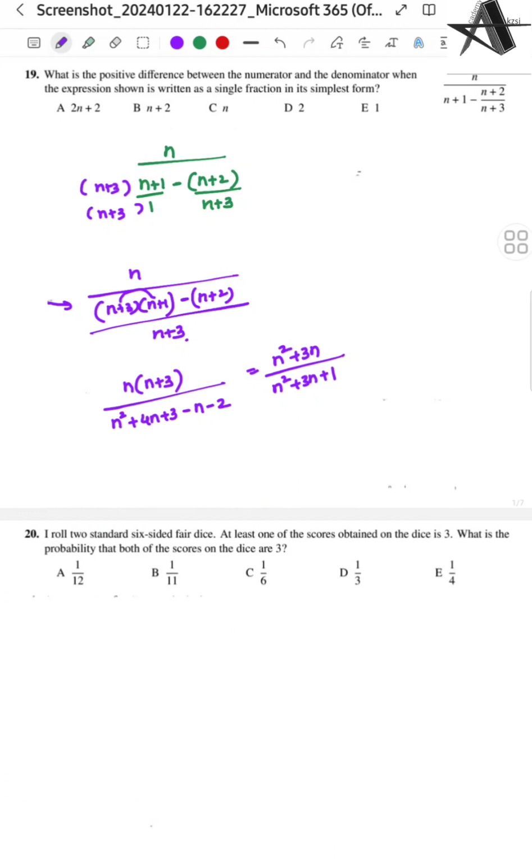What is the positive difference between numerator and denominator? That means we have to subtract smaller from bigger. Bigger is n squared plus 3n plus 1. This is the denominator minus the numerator. The question is why I am subtracting the numerator from the denominator, as they haven't specified which to subtract from which. Obviously they have mentioned the positive difference, so if we want a positive answer, always subtract the smaller number from the bigger number. So this will be n squared plus 3n plus 1 minus n squared minus 3n, which comes out to be 1. That means 1 is the correct answer. Option E is the correct answer.